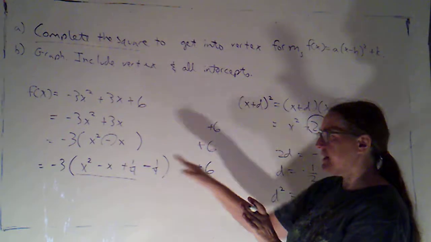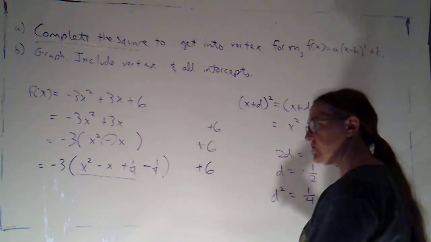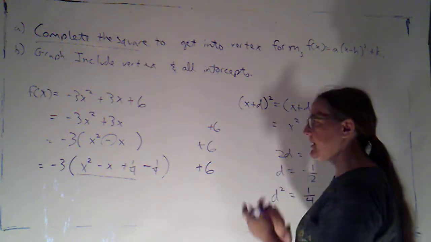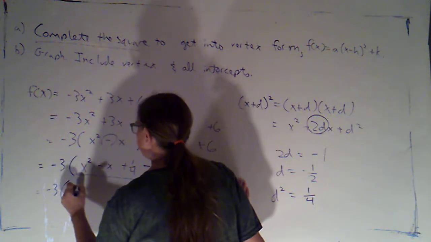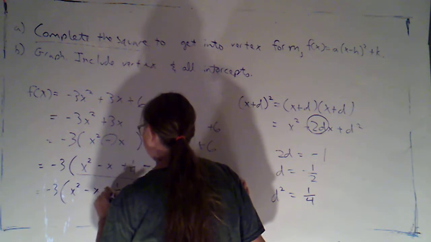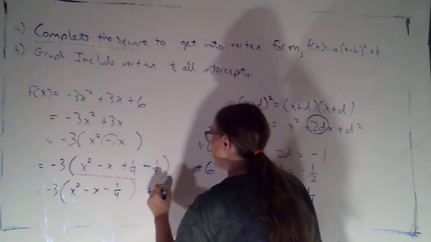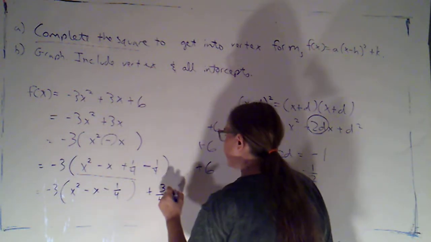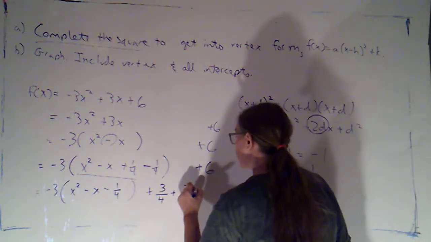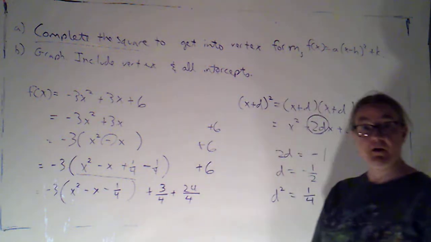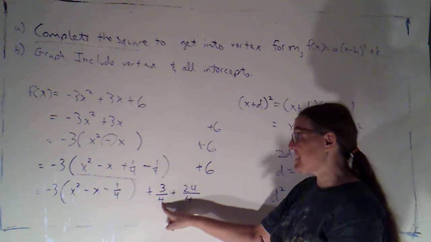So at this point, I'm going to distribute back in that negative 3. But I'm not going to distribute it to each term one at a time. I'm going to distribute it to my 2 groups. Negative 3 times my perfect square, x squared minus x plus 1/4, and then negative 3 times negative 1/4, which becomes plus 3/4, and then plus 6, which I'm going to just write as 24 fourths. So the extra number here ended up being 3 fourths.